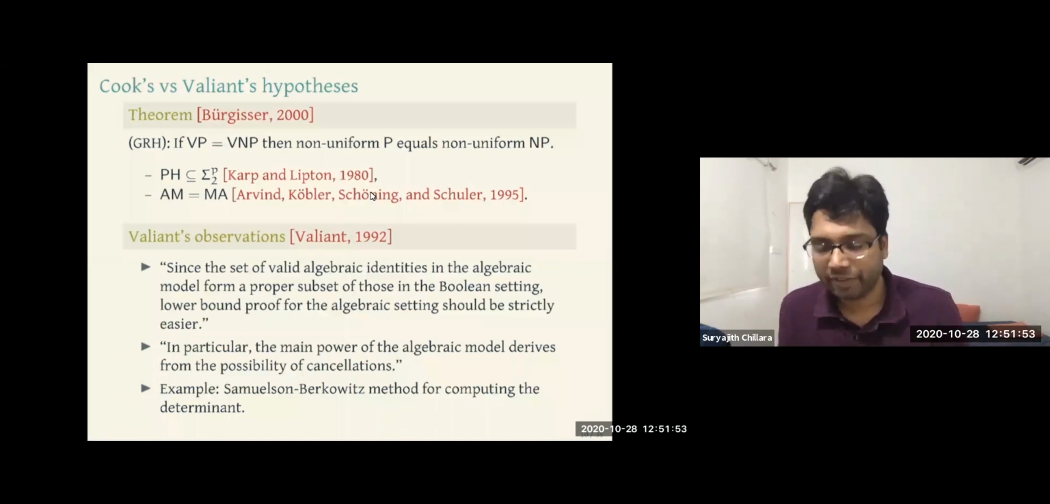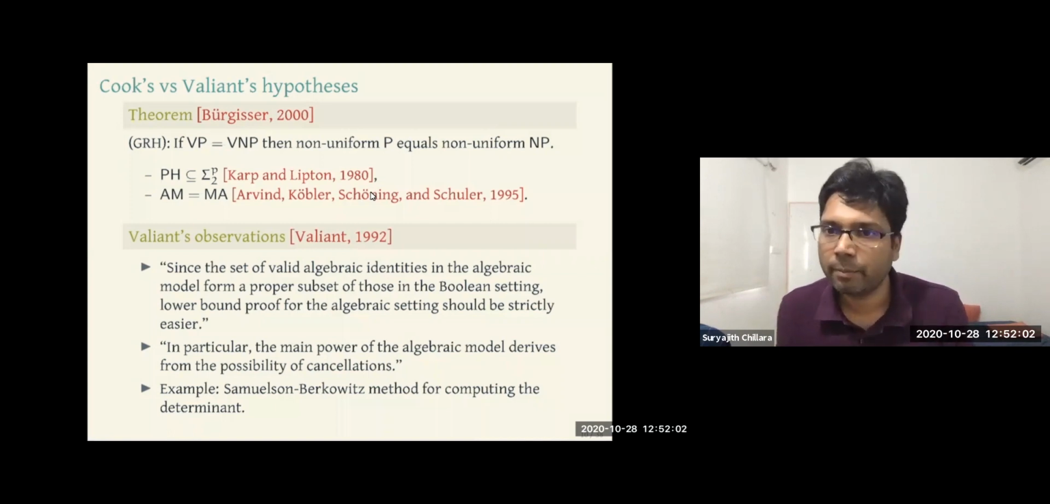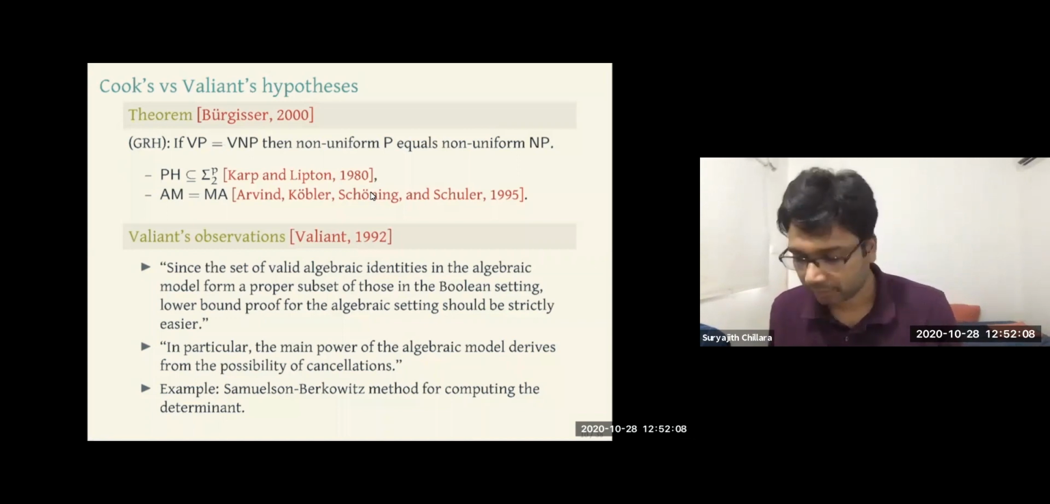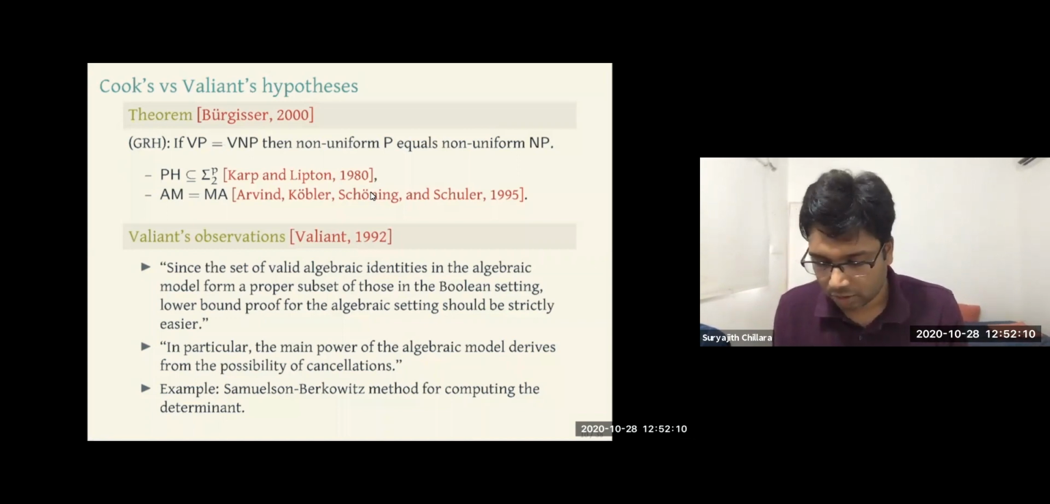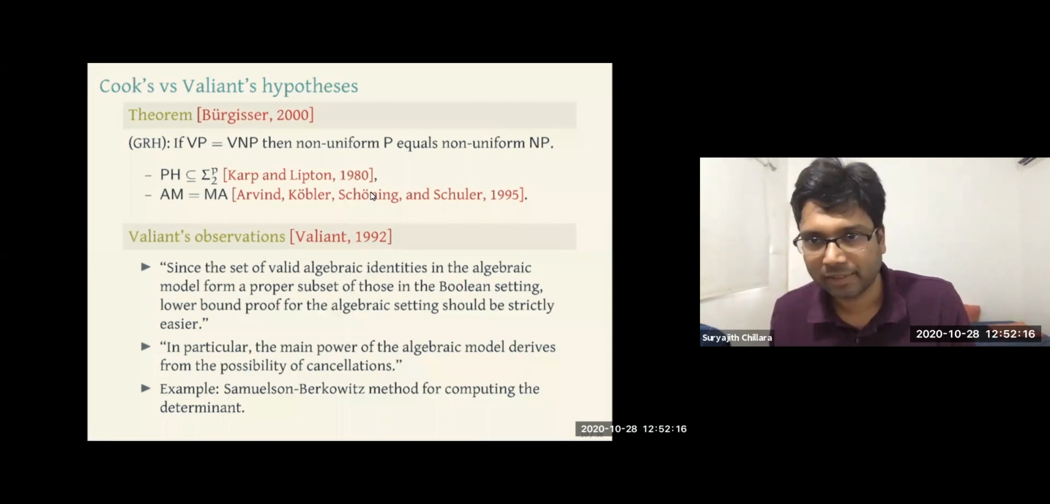So thus giving a very efficient algorithm for computing the determinant. This algorithm has been extended by Meena Mahajan and Vinay to show that actually there is a branching program to compute the determinant. So this is where things stand, and we set out to prove super polynomial lower bounds.